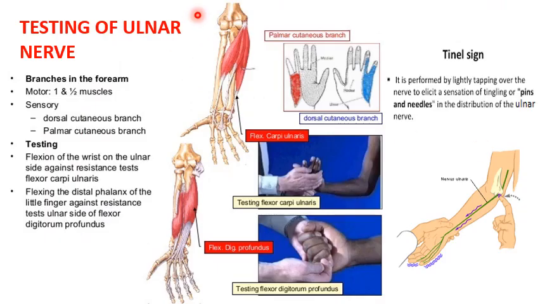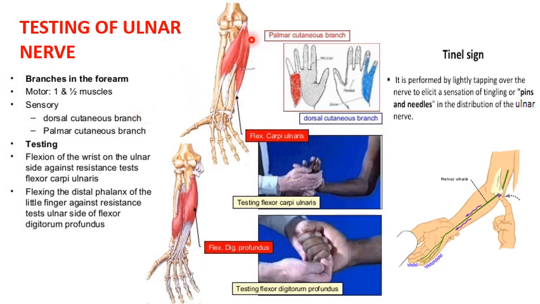So how do we test the ulnar nerve? As we all know by now that the ulnar nerve supplies the 1.5 muscles in the forearm and most of the muscles of the hand. And also it gives a dorsal cutaneous branch and palmar cutaneous branch and superficial ulnar nerve, which is supplying the cutaneous supply to the medial half of the hand and medial 1.5 fingers.